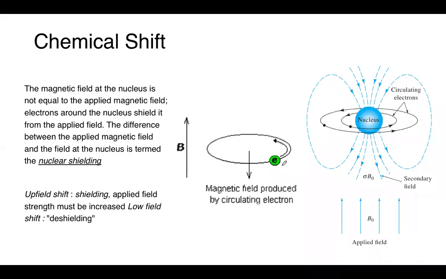The magnetic field creates the separation, but it's the actual molecule's chemical environment which corresponds to the peak position of this particular nucleus. So for the chemical shift, the magnetic field at the nucleus is not equal to the applied magnetic field. Electrons around the nucleus shield it from the applied field, and the difference between the applied magnetic field and the field at the nucleus is termed the nuclear shielding. So an upfield shift means that it is shielded and the applied field strength must be increased. Low field shift means that it is deshielded. So low field means that it's at high numbers in our spectrum.